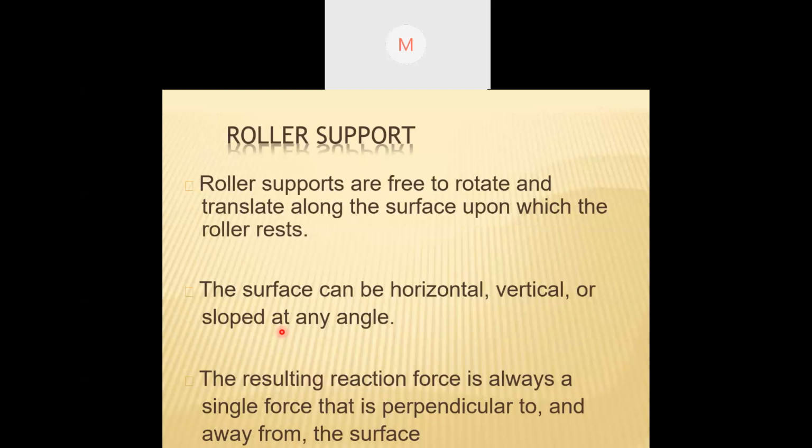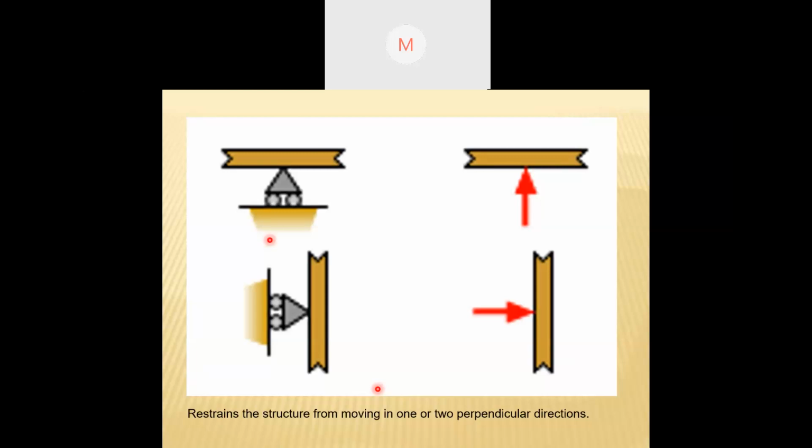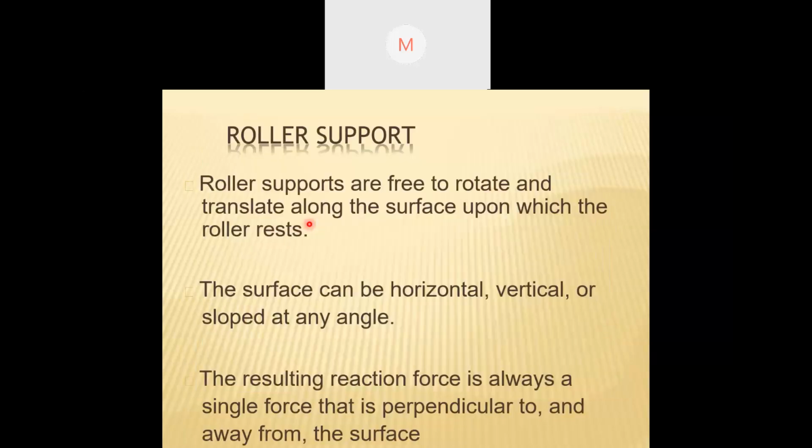Now, the resulting reaction force. You all are aware of Newton's third law: every action has an equal and opposite reaction. So what happens? Can you all say what happens? Suppose there is this support. The bottom part will give some reaction to the load from the top. If someone is standing on this part, then to counteract this there will be an opposing force. These two opposing forces will be present and they are balancing each other. This is the resulting reaction for roller support.